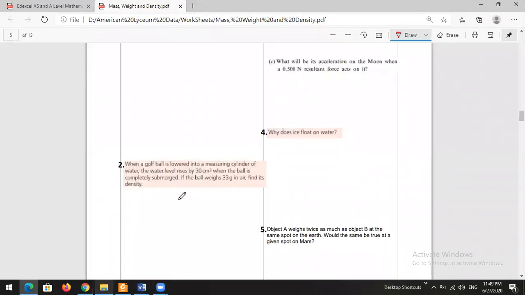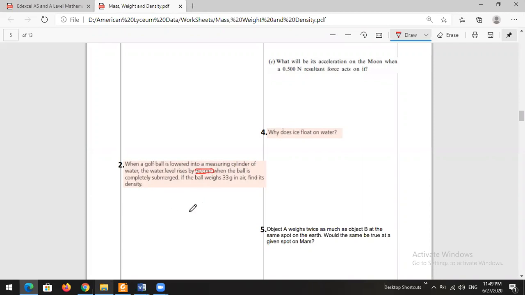All right. Question number 2. When a golf ball is lowered into the measuring cylinder of water, the water level rises by 30 centimeters when the ball is completely submerged. If the ball weighs 33 gram in air, find its density. So actually, the volume of this ball is 30 centimeter cube.